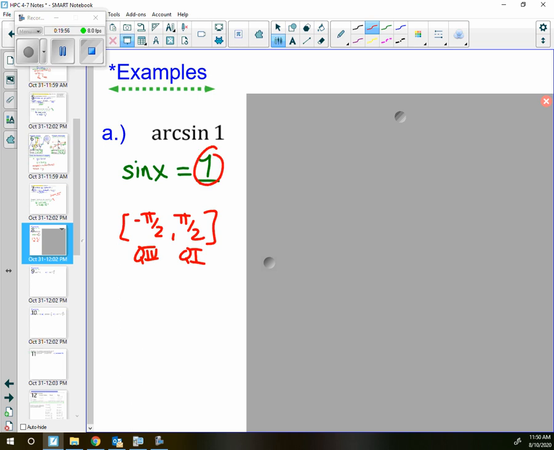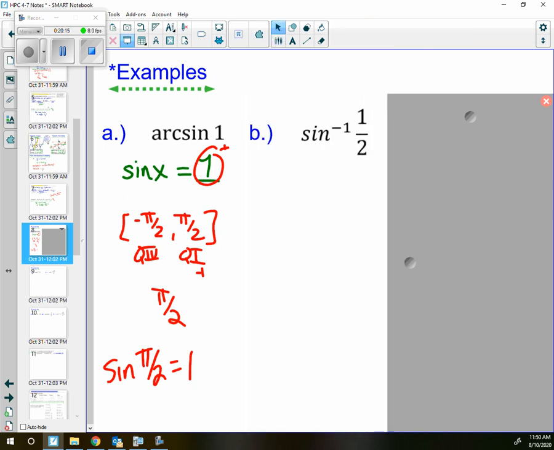Since this is a positive number, it has to be a quadrant 1 angle. And when is sine 1? Well, that happens at pi over 2. So this would be equal to pi over 2. You're asking for what angle measurement is sine 1? That's pi over 2, because remember, sine of pi over 2 is 1. So we're just going in the other order, just like multiply and divide.